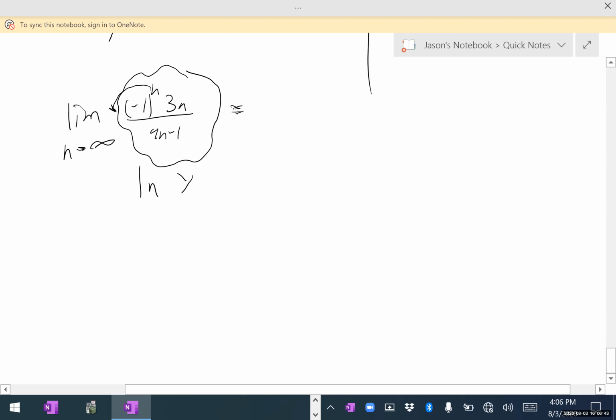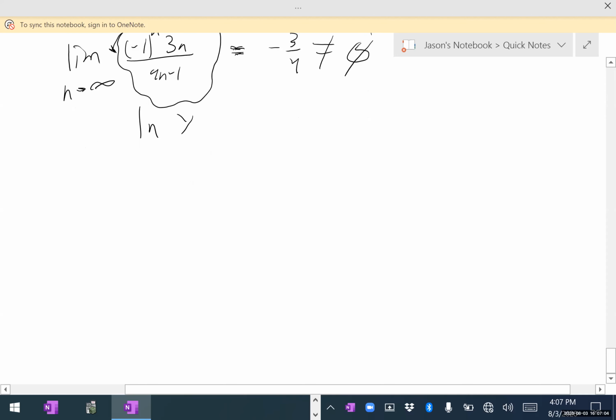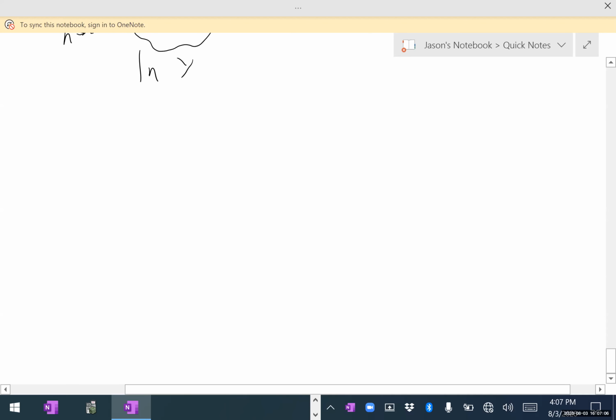Eventually, you might get something that'll still oscillate back and forth, but it'll converge. This will converge to some number. Maybe it converges to negative 3/4, but it does not converge to 0. Eventually, it's just going to go back and forth anyway. So you might be able to mess around with that. I'm not going to waste the time.